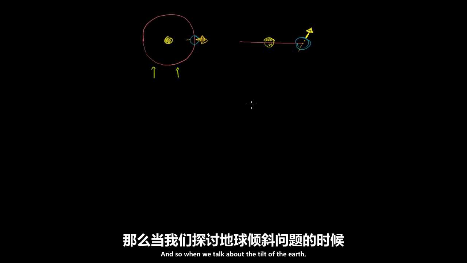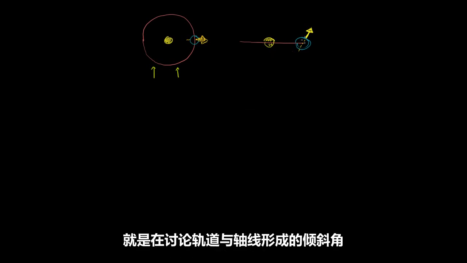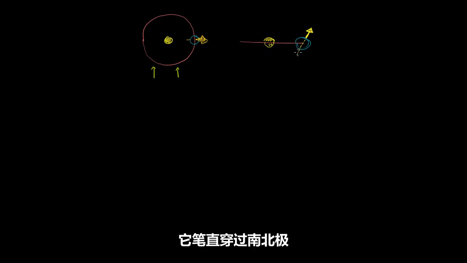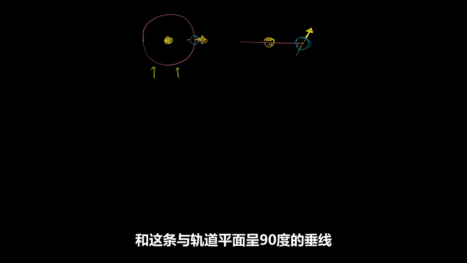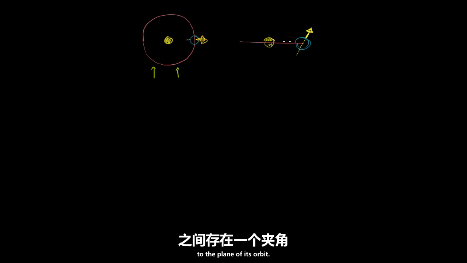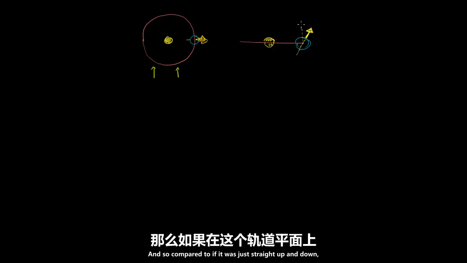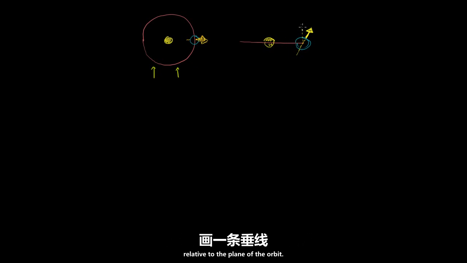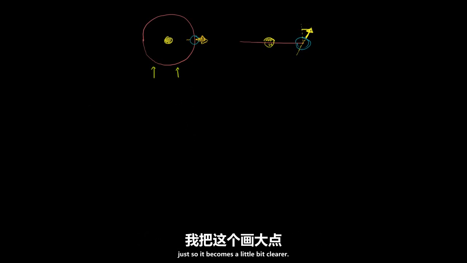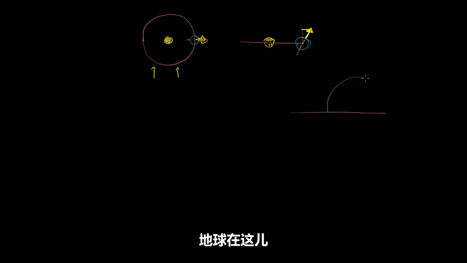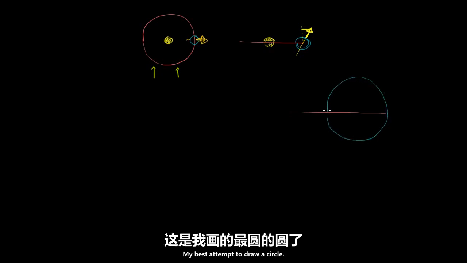And so when we talk about the tilt of the Earth, we're talking about the tilt of its rotational axis, kind of this pole that could go straight between the South Pole and the North Pole. The angle between that and a pole that would be at a 90-degree angle, perpendicular to the plane of the orbit. So this right here is the angle of Earth's tilt. Let me draw that a little bit bigger just so it becomes clearer. So if this is the plane of the orbit, we're looking sideways along the plane of the orbit. And this is Earth right over here. My best attempt to draw a circle.